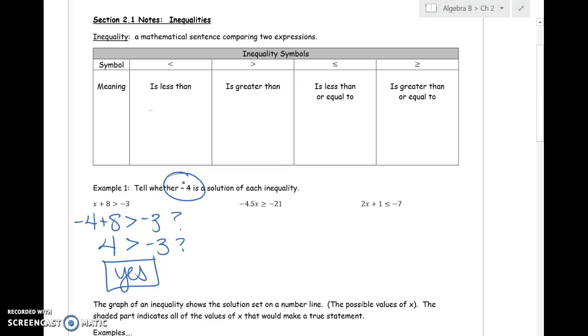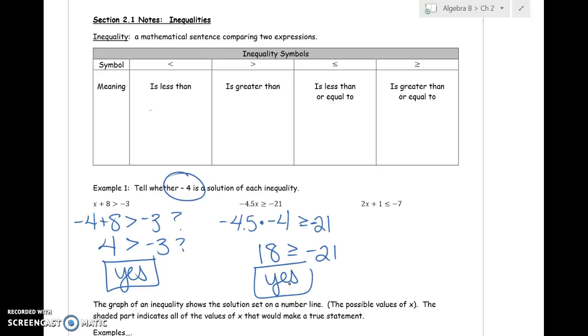The next one, we would do -4.5 times -4. And we want to know, is that greater than or equal to -21? What do you get in your calculator? Positive 18. Is positive 18 greater than or equal to -21? Yes. And someone in third hour said, well, it's greater than, but it's not equal to. It doesn't say greater than and equal to. It says greater than or equal to. So it can be greater than -21 or it could be equal to -21.